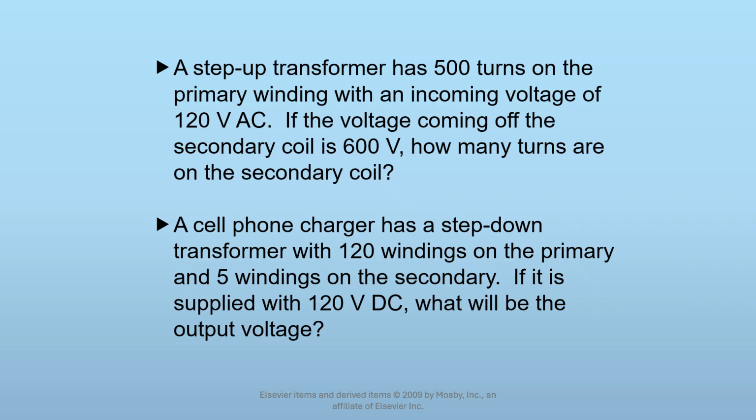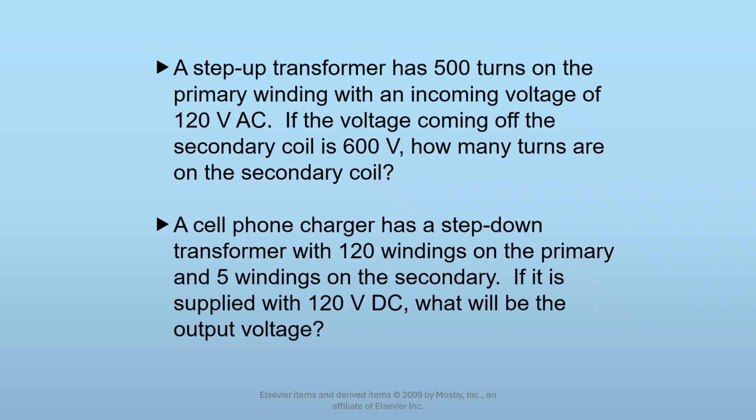That should have more coils on the secondary side. So 500 increases to 2,500, so it fits the definition of a step-up transformer. It meets our understanding of the turns ratio. So that is a correct solution, 2,500.